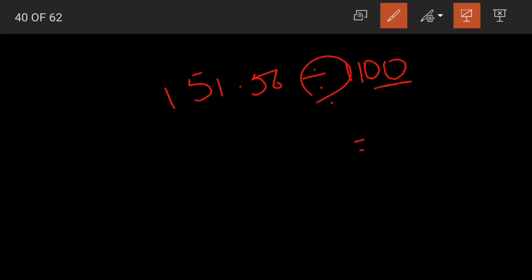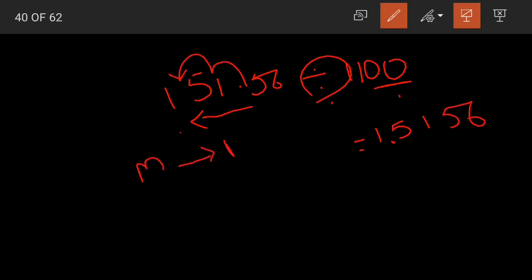So here in 100 we are having 2 zeros. The decimal point will move 2 digits to the left. When we divide it, we will get 1.5156. Understood, children? When we multiply, the decimal point moves to the right. When we divide, the decimal point moves to the left, depending on the number of zeros.